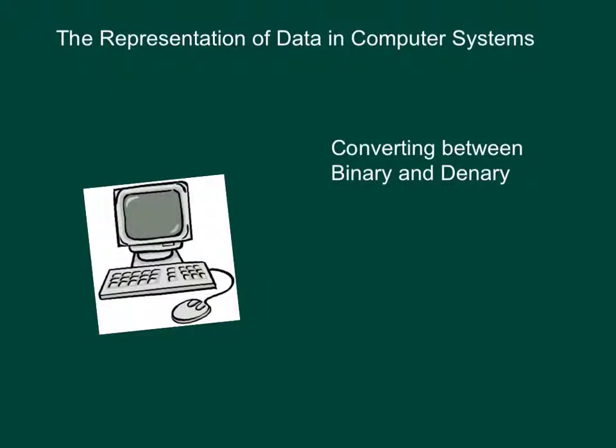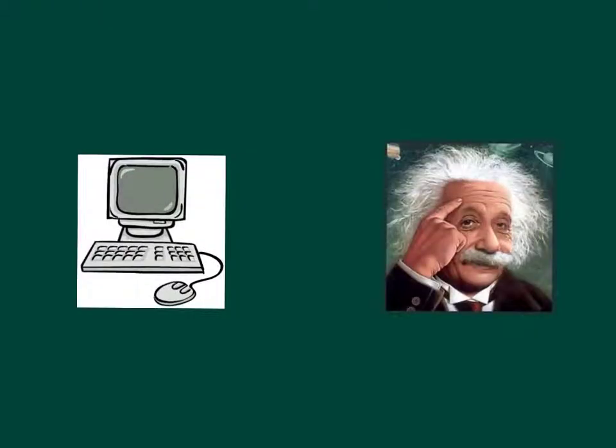This presentation is about the representation of data in computer systems, converting between binary and denary. A question is often asked: who is smarter, a human or a computer? Well, in reality, a human can process a much greater variety of information in different ways than a computer ever can. The benefit of a computer, though, is that it can process information very quickly.